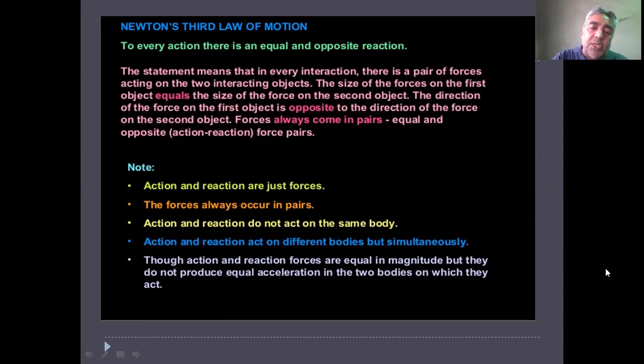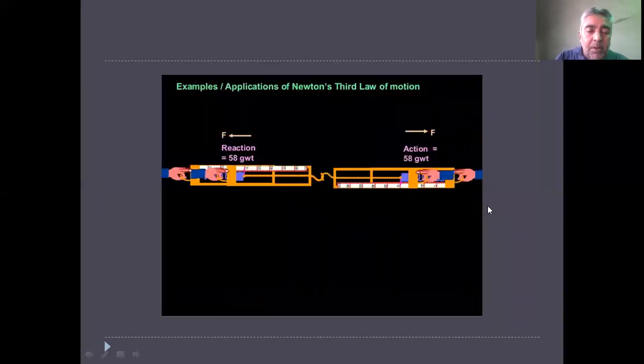Action and reaction are just forces. The forces always occur in pairs. Action and reaction do not act on the same body. Action and reaction are on different bodies. Action and reaction act on different bodies but simultaneously. So action and reaction forces are equal in magnitude.